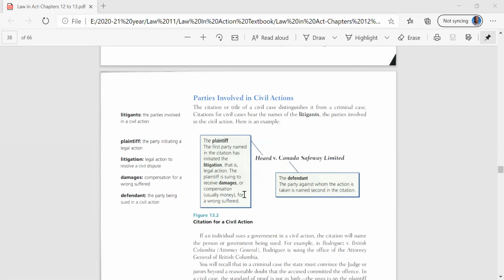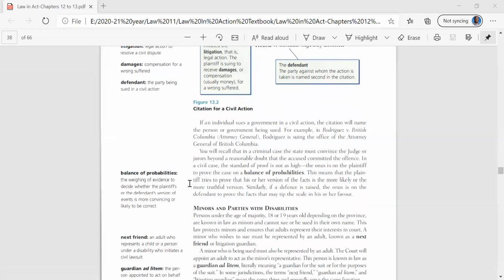So the first party named in the citation is the one who initiated the legal action. The plaintiff is suing for damages or compensation, usually money, for a wrong suffered. So you'll see something like R versus a defendant. It would be Dowdy versus Leakoff Construction, or Thomas Leakoff. That's how it appears when you first have it.